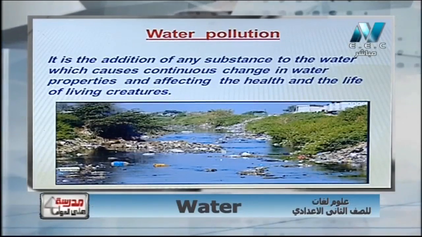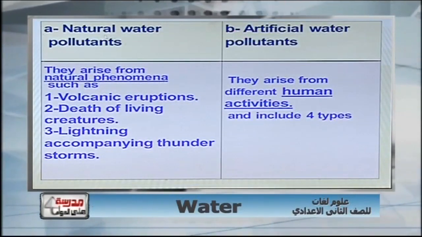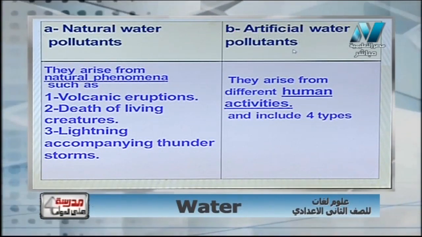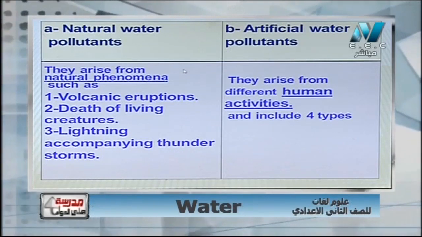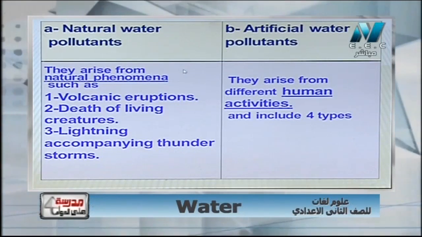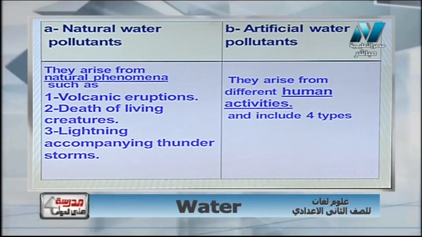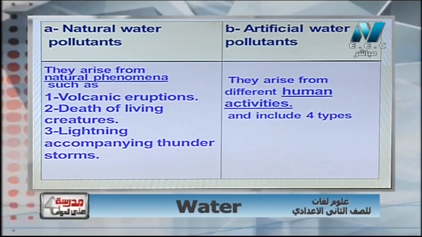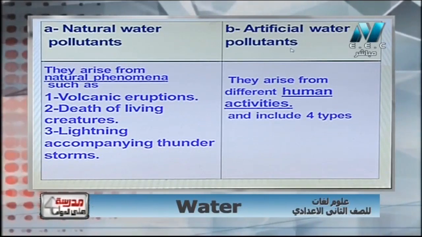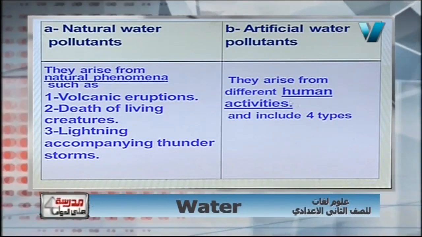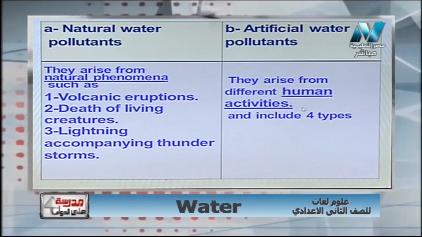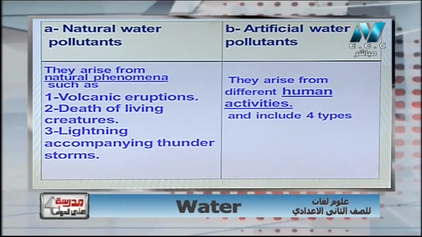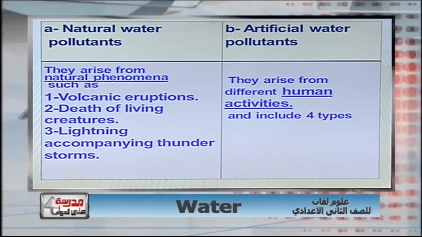How many types of water pollution are we going to have? Number one, natural water pollutants, and the other, artificial water pollutants. What's meant by natural water pollutant? They are pollutants which arise from natural phenomena like what? Volcano, death of living creatures, and lightning. What about the artificial water pollution? They arise from different human activity. So two types: natural pollutant from the natural phenomena and the artificial from the human activity.